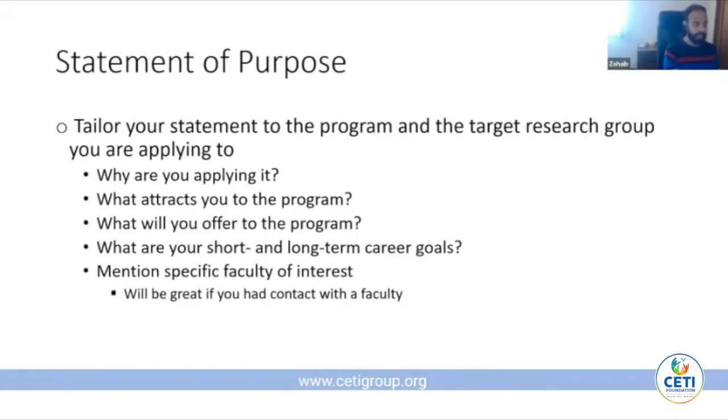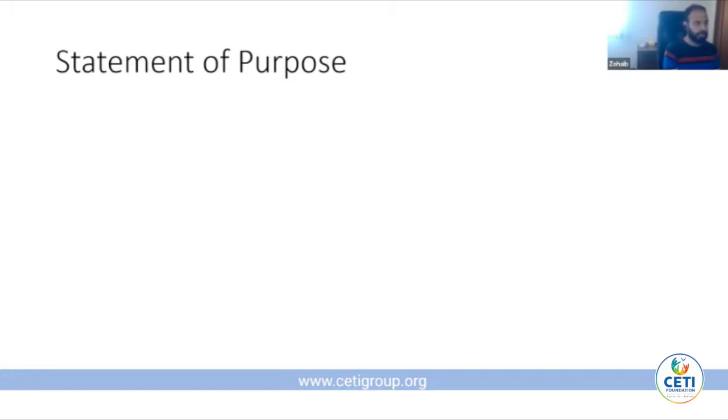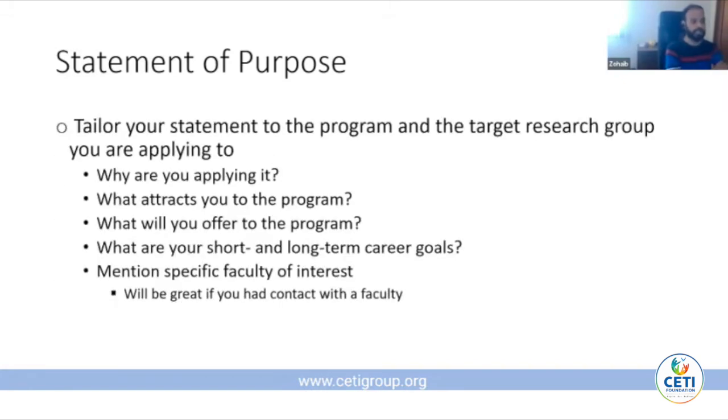The second thing is the statement of purpose. For the statement of purpose, I would suggest a couple of things. You have to tailor your statement of purpose to the program and the target research group you're applying to. So even for a course-based program, you need to write the statement of purpose. It might not be towards a targeted research group, but it might be towards a graduate program which you're applying to. So why are you applying to that program?